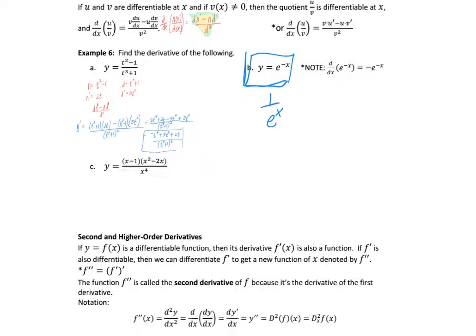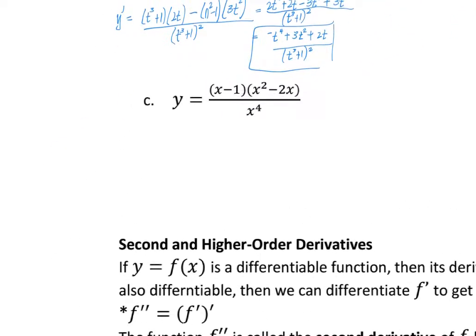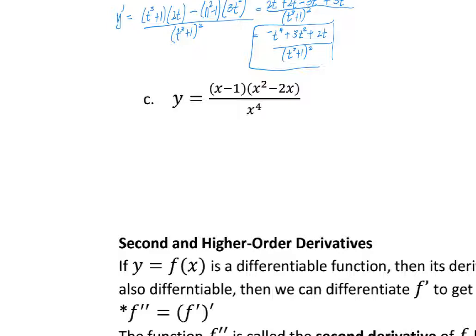Okay, now, this one down here. This is great, okay? Because what you have is something times something divided by something. So you have a product rule inside of a quotient rule. Or, no, you don't have a quotient inside of a product. You have a product inside of a quotient. So what we're going to do is let me just write that quotient rule down again.